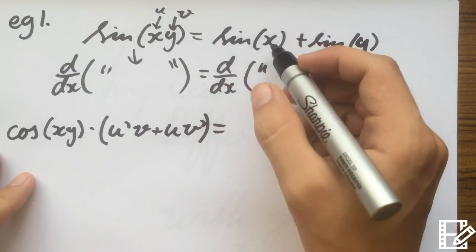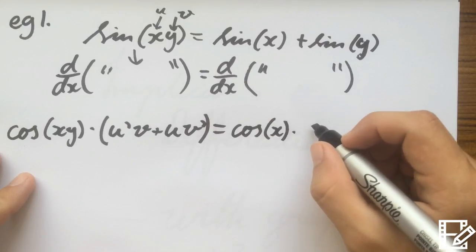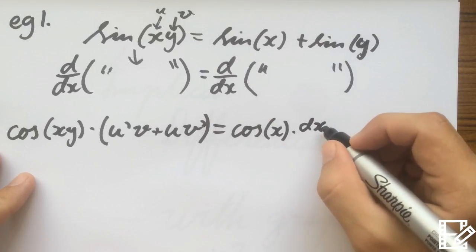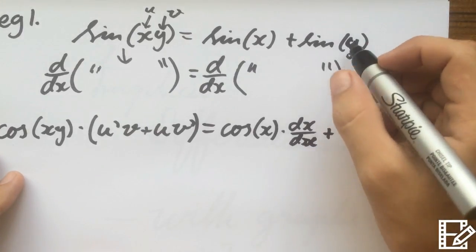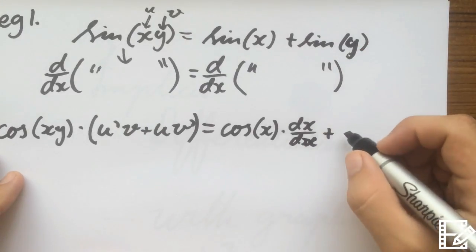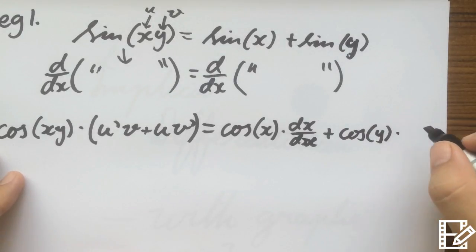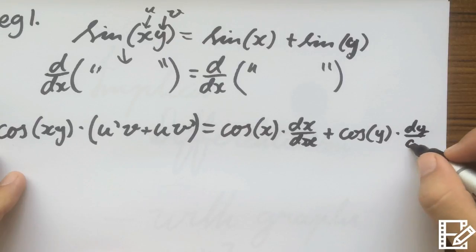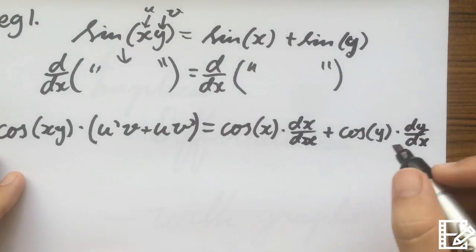Now this side, you have sine x, the derivative of sine x is cos x, multiplied by the derivative of the inside, derivative of x with respect to x, plus derivative of sine y is going to be cosine of y, multiplied by the derivative of y with respect to x, because that's the derivative of the inside.